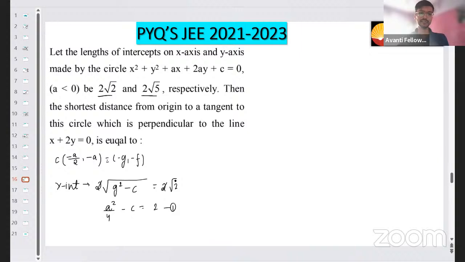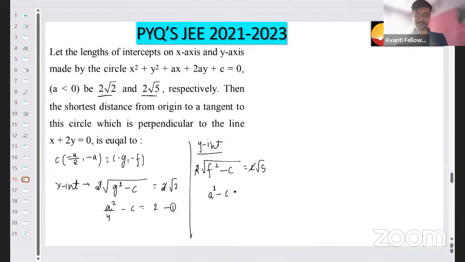Similarly, guys, what is the y-intercept? Y-intercept is 2 under root of f square minus c. It is given 2 root 5. Will cancel. What is f? f is a. If I square on both sides, I'll get a square minus c is equal to 5. Equation number 2. Now, we can solve simultaneously to get the value of a and c.